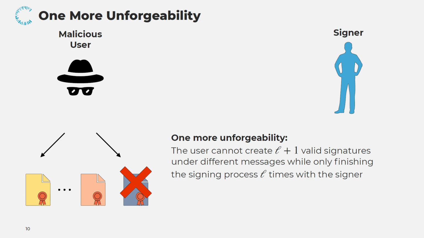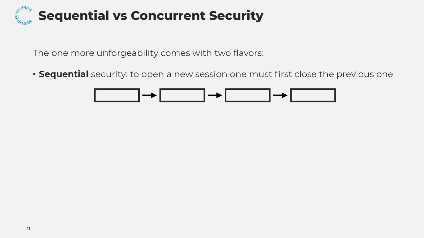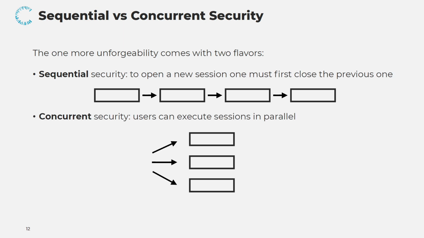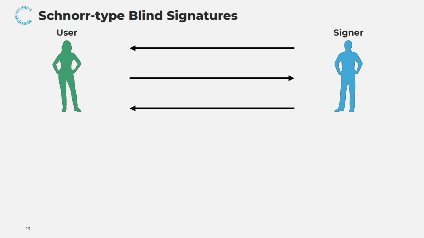We require this property to hold for any adversary, any malicious user, and for any positive integer L. This notion comes in two flavors, sequential and concurrent. We talk about sequential security when sessions are opened sequentially. That is, before opening a new session, one must close the previous one. If users are able to execute sessions in parallel, we are in a concurrent setting. Concurrent security is actually stronger than sequential security, but is also more natural and is what one would like to achieve in practice.